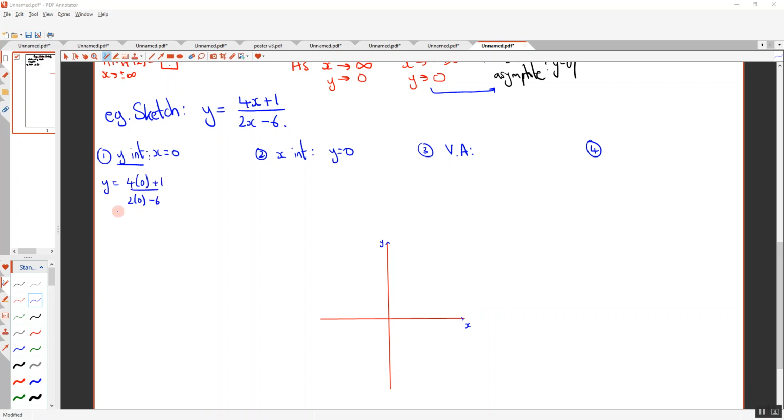All right, so just to quickly go through the first couple, okay? You've all worked out that your y-intercept is negative 1/6. So it's going to go through negative 1/6. What about your x-intercept? So that's when y is 0.